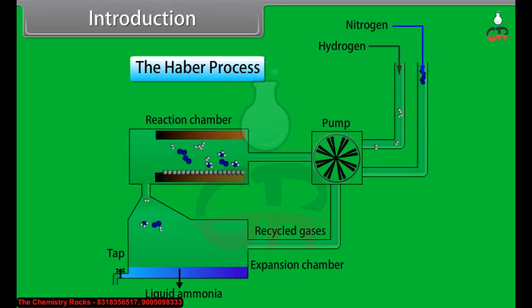Nitrogen is an important element in the P block in the periodic table. So students, today we'll study about the P block elements.